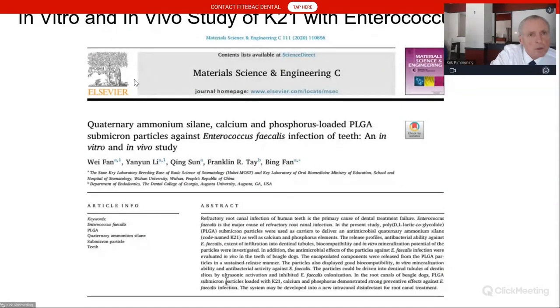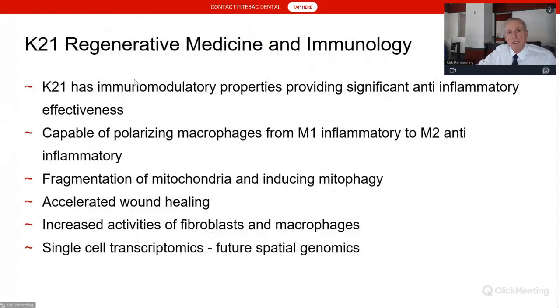Some of the information that you'll see with Dr. Day, if we can have everyone participate, because all this is deep knowledge based, just one of the studies that has been done. So this is a quick overview of what we've seen. The K21 has this significant immunomodulatory properties. It's highly anti-inflammatory. It polarizes these macrophages from an M1 inflammatory to an anti-inflammatory. These things we've now discovered that it's fragmenting the mitochondria, inducing macrophage phaging, that we're seeing acceleration of wound healing. So the K21 is now in a path in this specialty of wound healing and other aspects that we think that we'll be able to announce to the public by the end of the summer.